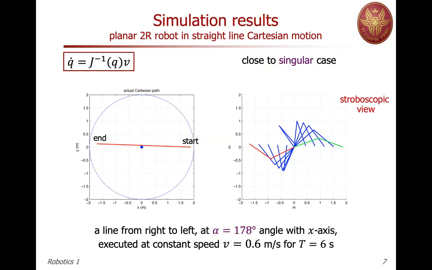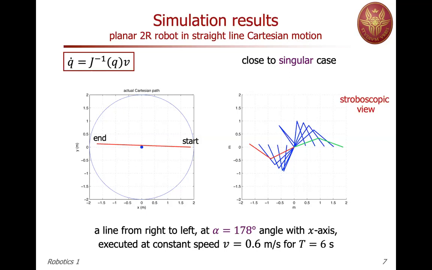So again, we run the inversion of the Jacobian without any prevention. We just do the same as before. The time is the same, the speed is the same, so the task has not changed much. And in fact, the length of the path is equal to the case before. So if we have 0.6 meter per second for 6 seconds, we have 3.6 meter path length, which is a bit less than 4 meters, which is the full diameter of the workspace. So we are still inside the workspace, in fact.